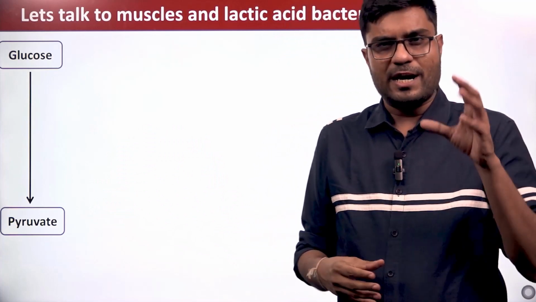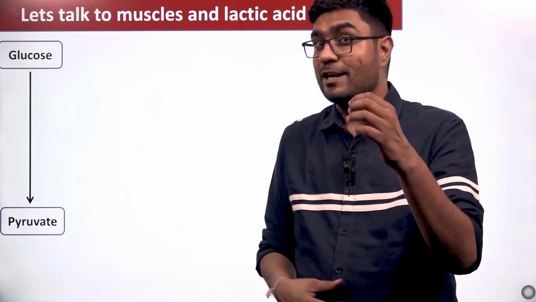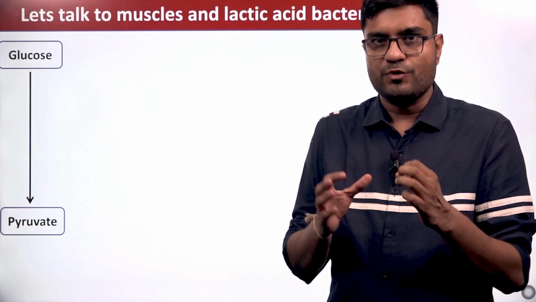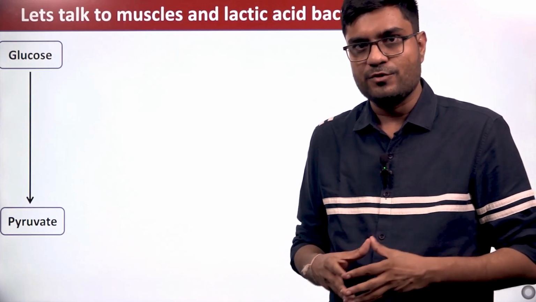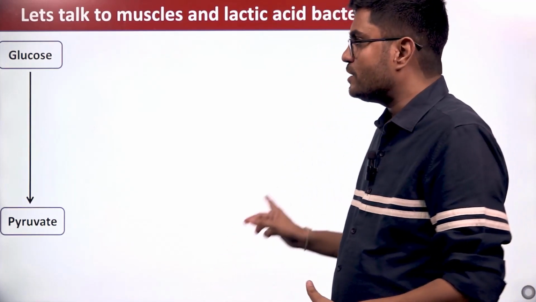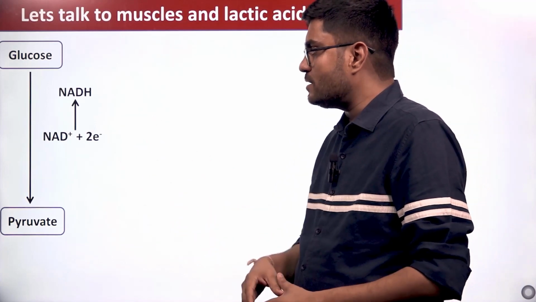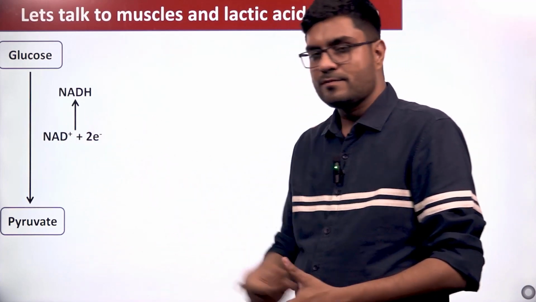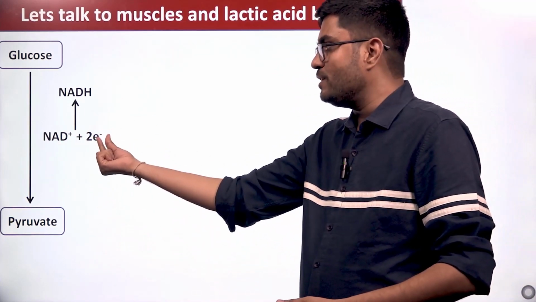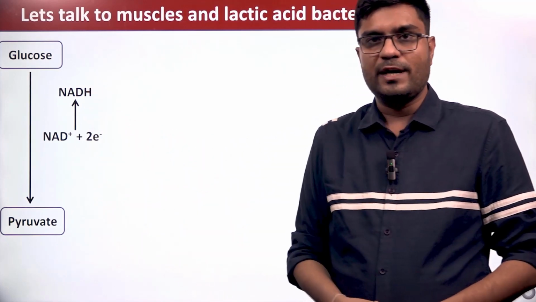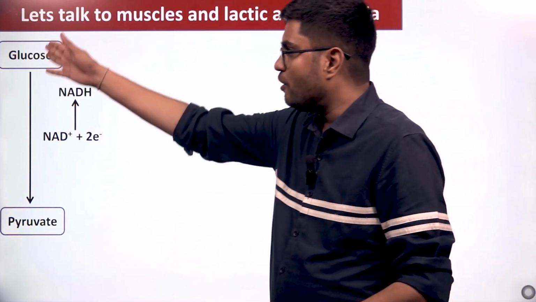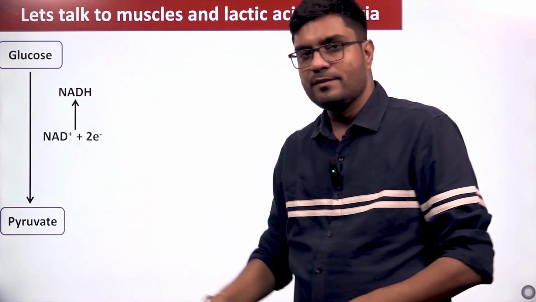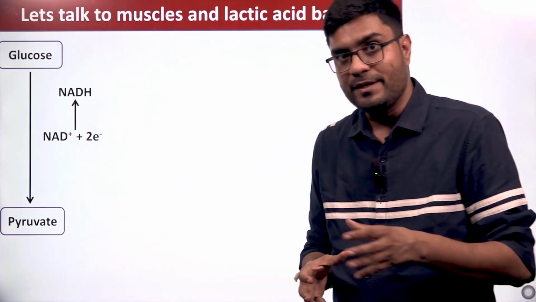Now we know from the start that oxidation cannot occur alone. We have to reduce something. The system has to reduce something. So the system during this process is reducing NAD plus, which is accepting 2 electrons and converting into NADH. So oxidation, reduction, the redox pair is completed.